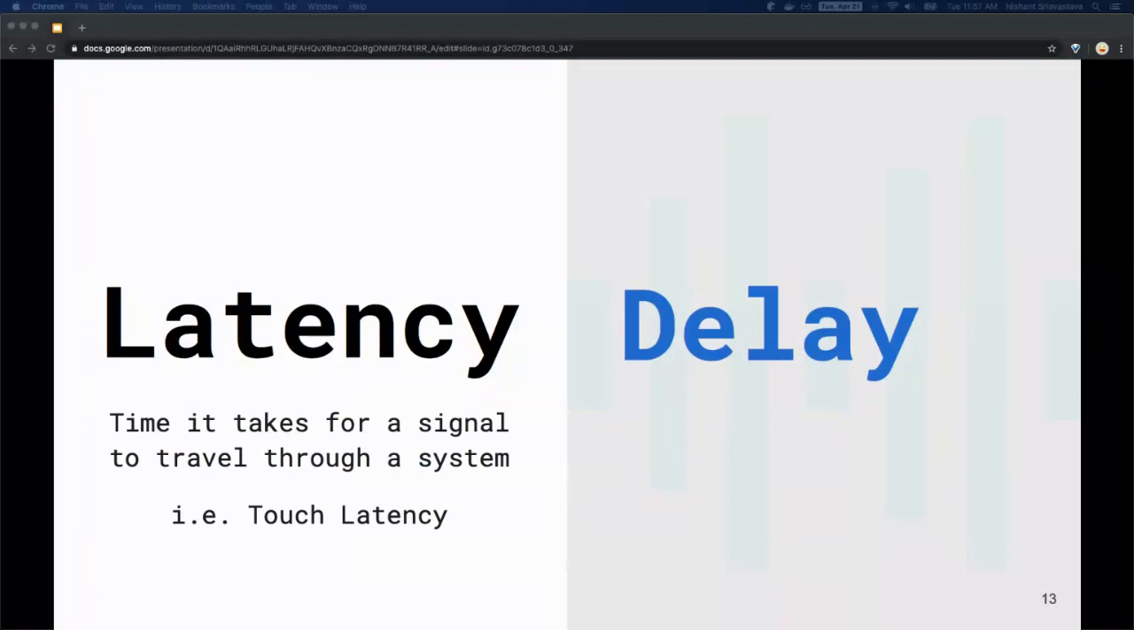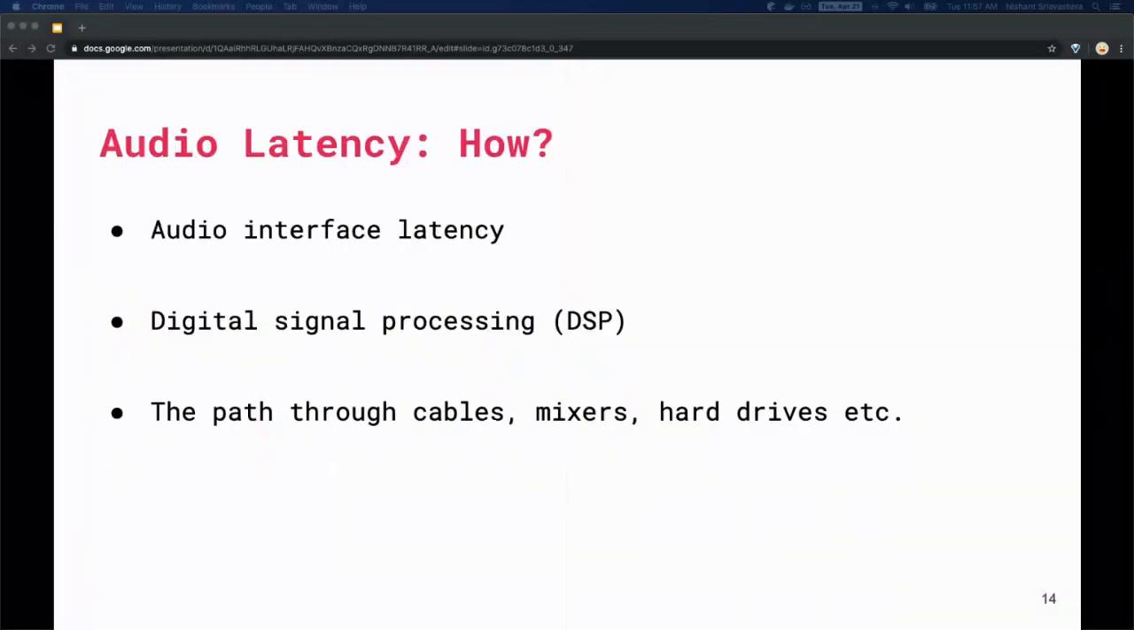And if you add that to an audio latency, that becomes the audio signal based time that it takes to travel through the system. But how is that possible? Why would you have audio latency, right? That's a bigger question in the room.